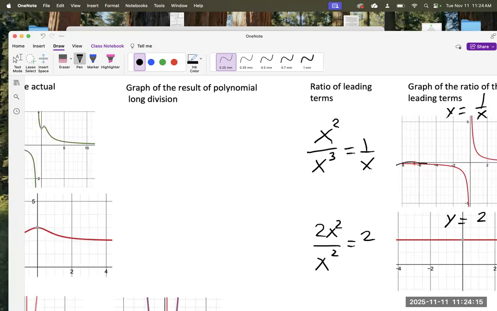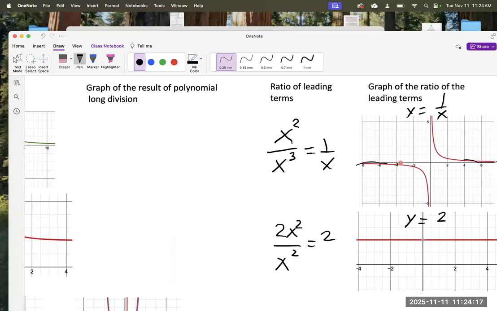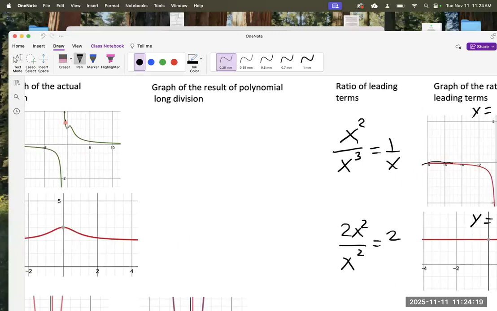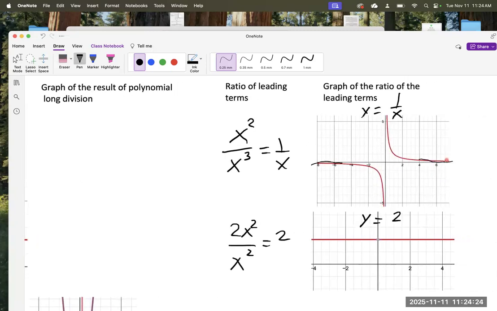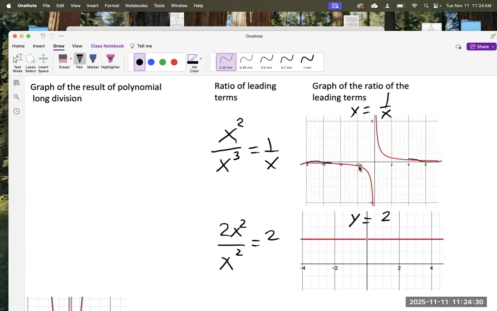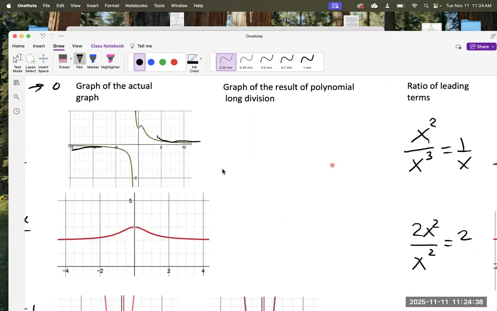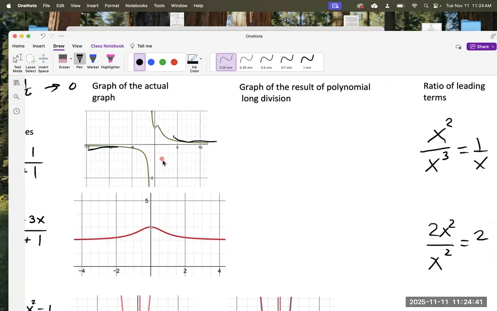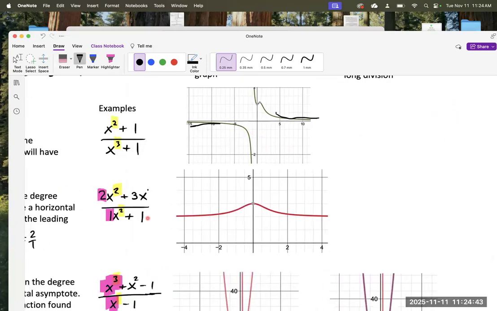See how the long-term, however, notice that right here, there's a little bump that's different than the 1/x squared graph. But see how the tails and the end behavior of both of those graphs are the same. So that's why it's convenient just to look at the ratio of the leading terms, because its end behavior is the same as this more complicated function. Okay, let's look at this one.